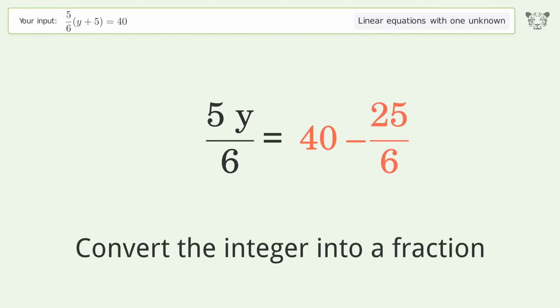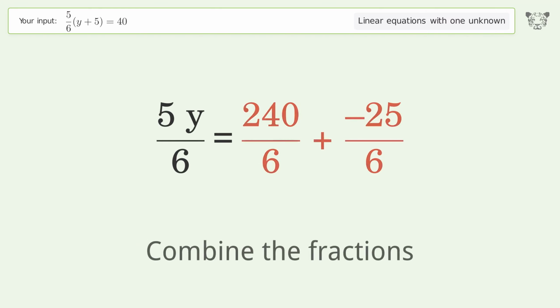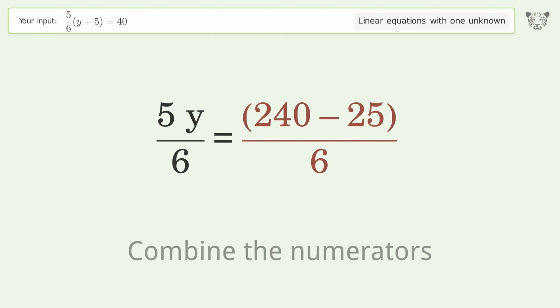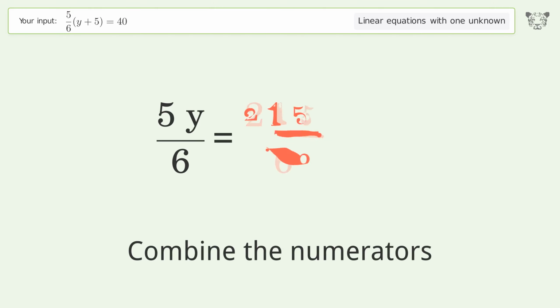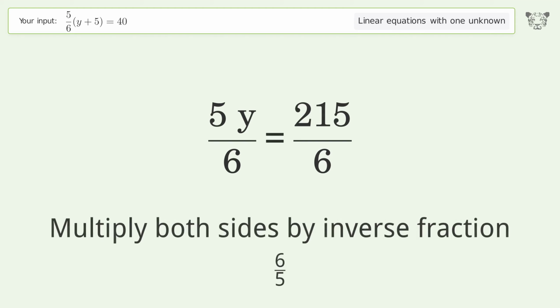Convert the integer into a fraction. Combine the fractions. Combine the numerators. Isolate the y. Multiply both sides by inverse fraction 6/5.